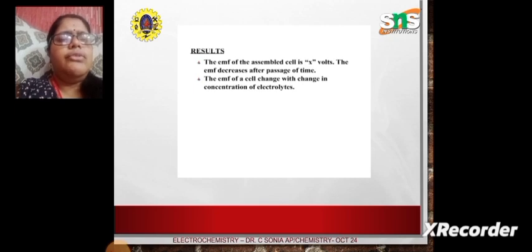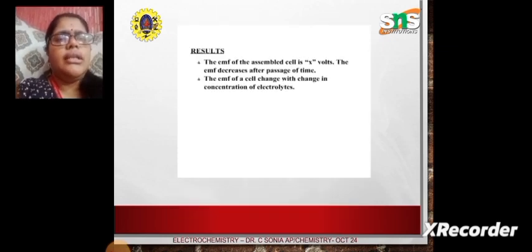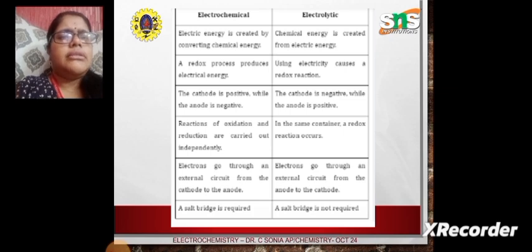When we infer the result, what will happen? The EMF of the assembled cell is X volts. The EMF decreases after passage of time. The EMF of the cell changes with the change in the concentration of electrolytes. So next is the reading in the change in the concentration. For 0, 1.1, 5, 1.1, 10, 1.09, 15, 1.07, 20, 1.05, 25, 1.03, 31. So that's all in this. We will see about the standard hydrogen electrode and calomel electrode in the next session.